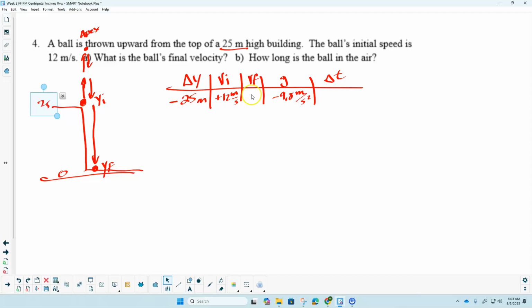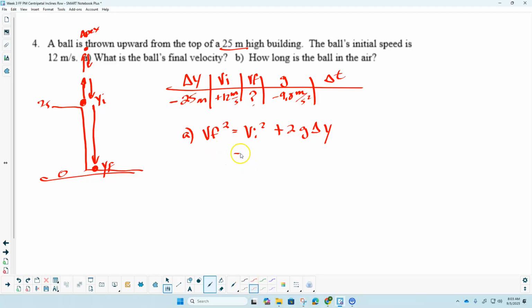We're looking for the ball's final velocity when it's striking the ground, so VF. So we're going to use the one without time, which is the squared one for part A. So VF squared equals VI squared plus 2G delta Y. I said T, but it's delta Y. There we go. And we're going to plug in the values.